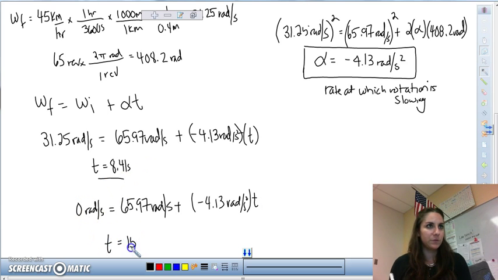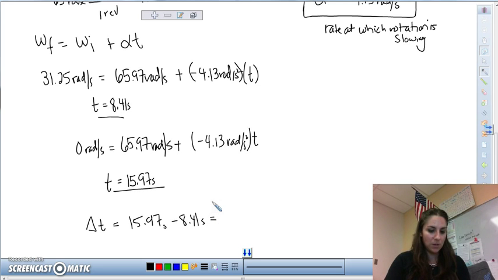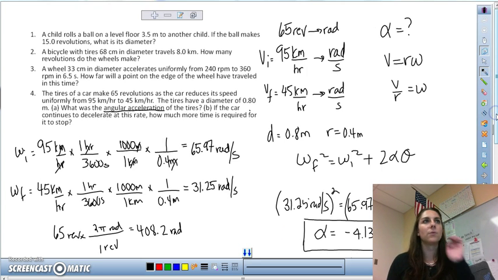T is equal to 15.97 seconds. So how much longer? Basically, we take the difference between the two times to get the time difference. So 15.97 minus 8.41, 7.56 seconds difference to come to stop. So that is these 4 problems right here for rotational kinematics.